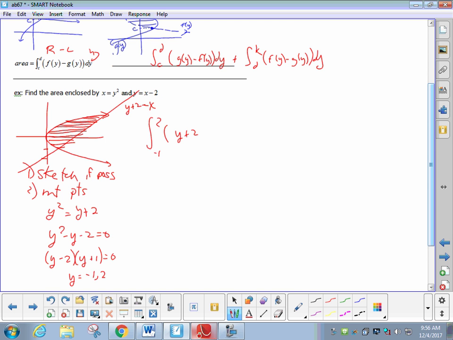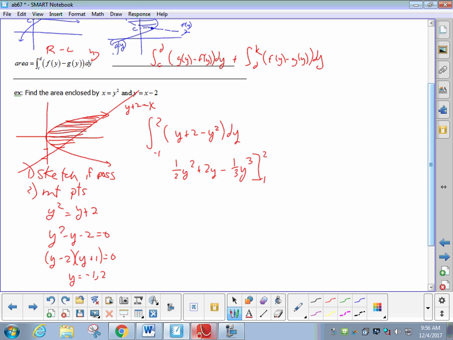Y plus 2 minus y squared. Excellent. It's the line minus the parabola in y terms. And that's where he's getting it. The heights are dy. Can I do any combining within the integral before I integrate, or just start integrating? Just start integrating. So the antiderivatives are 1/2 y squared plus 2y minus 1/3 y cubed from negative 1 to 2.